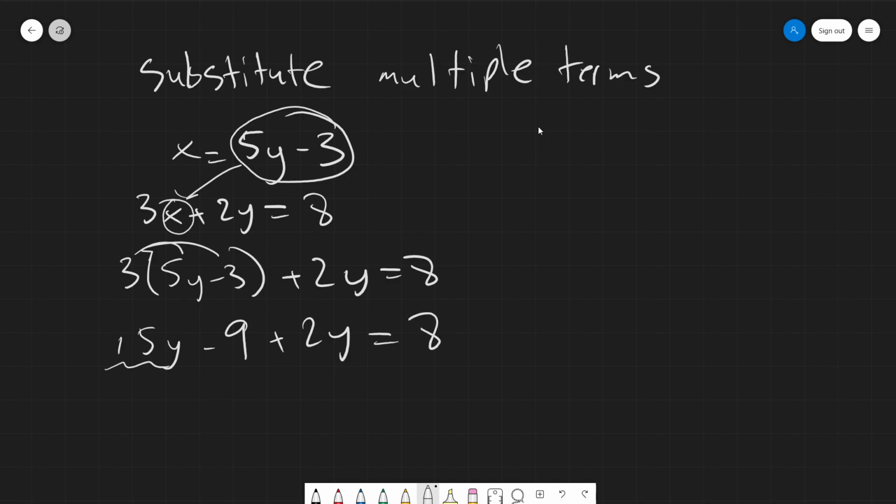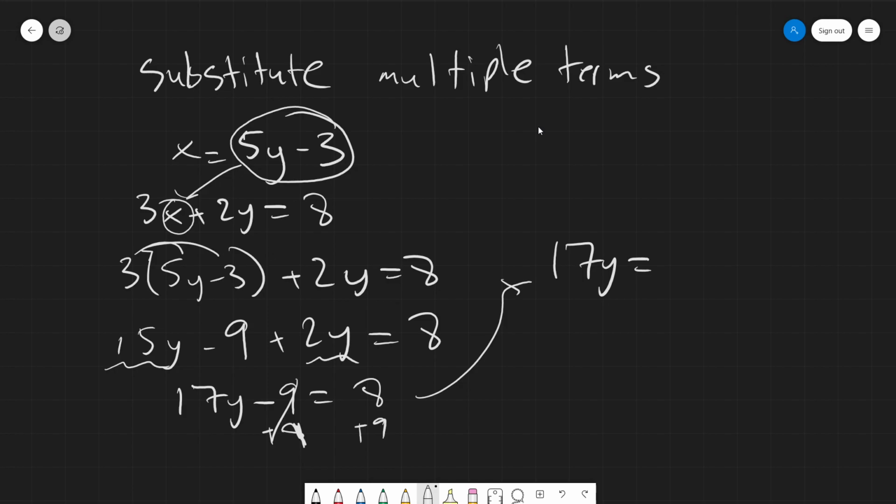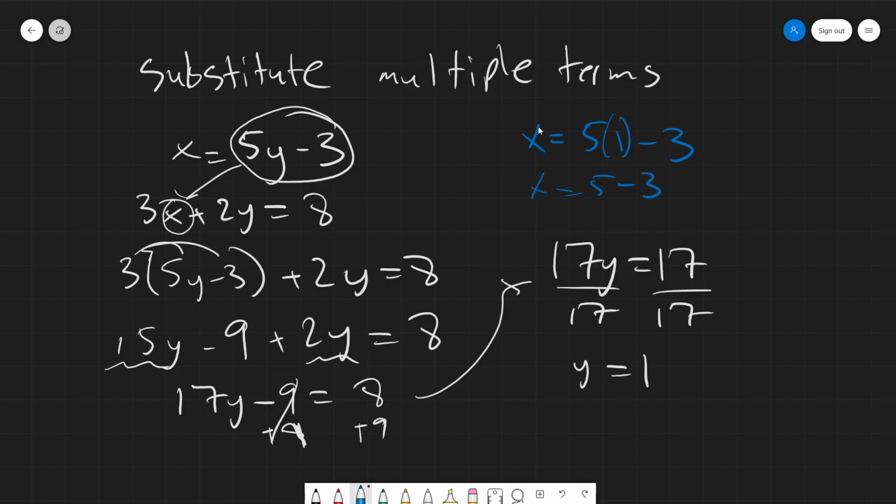Now I want to combine my like terms because I've got y's on the same side. And then I'm going to balance my equation by doing the opposite of negative 9 to both sides. And moving it up here, I can divide out and get that y equals 1. And don't forget to substitute back in. So to get that x, I'm going to change that y. But what is y? We know now that y is 1. So I'm going to get 5 minus 3 and get x equals 2. Don't forget to write your point at the end.